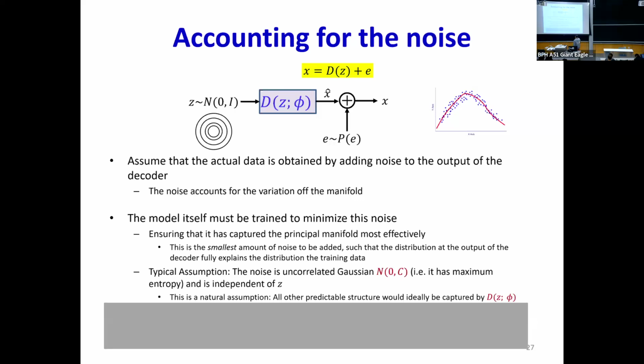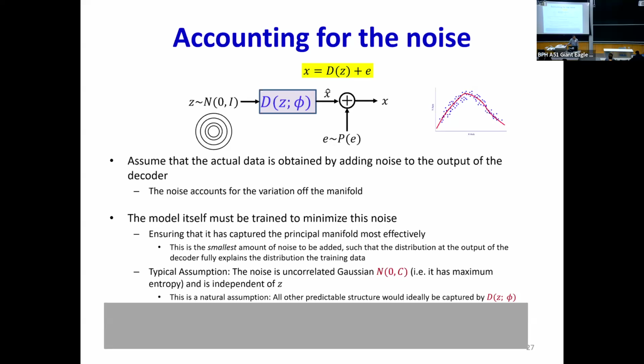To account for it, we have to extend our model. We're going to assume that the actual data that you observe is obtained by adding noise to the output of the decoder. And so the model is now updated to say Z is generated, put through the decoder, and generates some X hat. But then you add some noise, some distribution, which is full dimensional, and allows the data to go off the manifold into the higher dimensional space. And so this is the entire model.